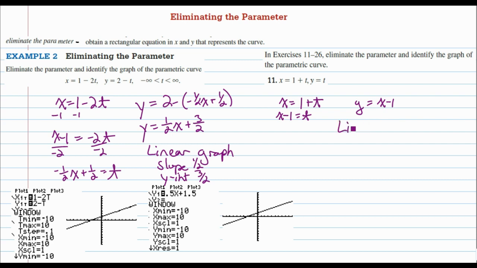And that's going to be a linear graph, slope 1, and initial value negative 1. And of course, you are encouraged to graph that just to check.